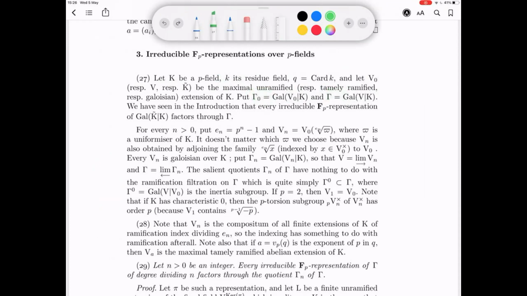So, now here is an important remark: the F_p representations that we are interested in are the representations of this Galois group of K tilde over K. But the important remark is that they all factor through gamma. Why do they factor through gamma? This is due to the fact that this gamma is a quotient of this Galois group, right? Let me see if I can use the pen and draw this sort of diagram of fields. You have K here.